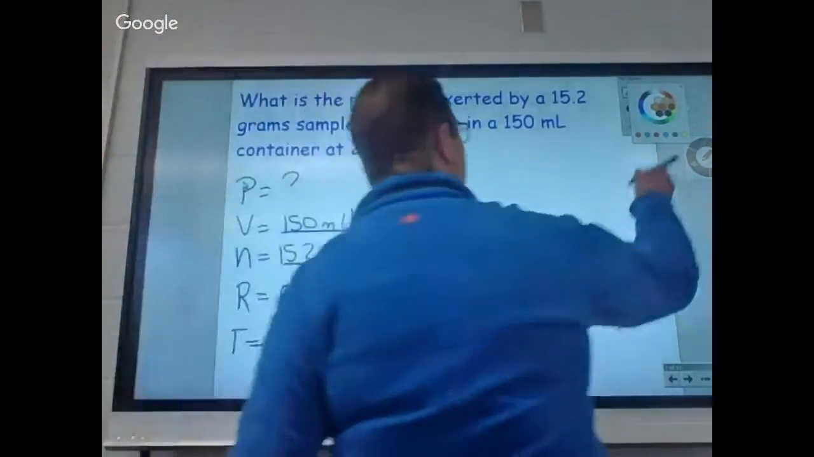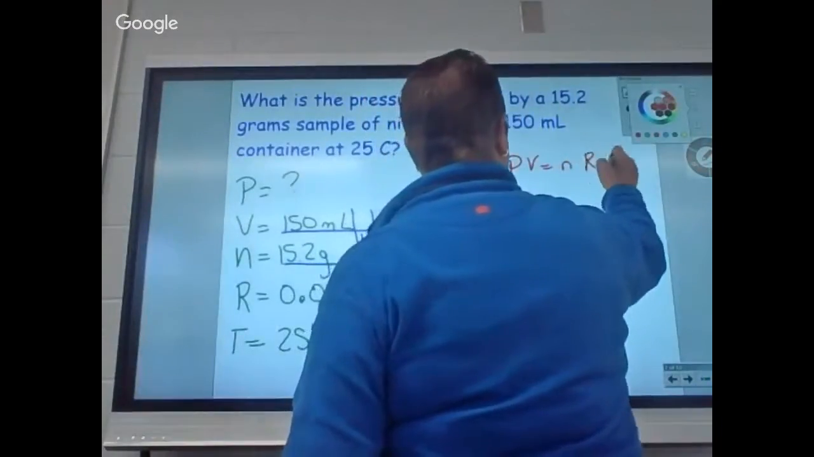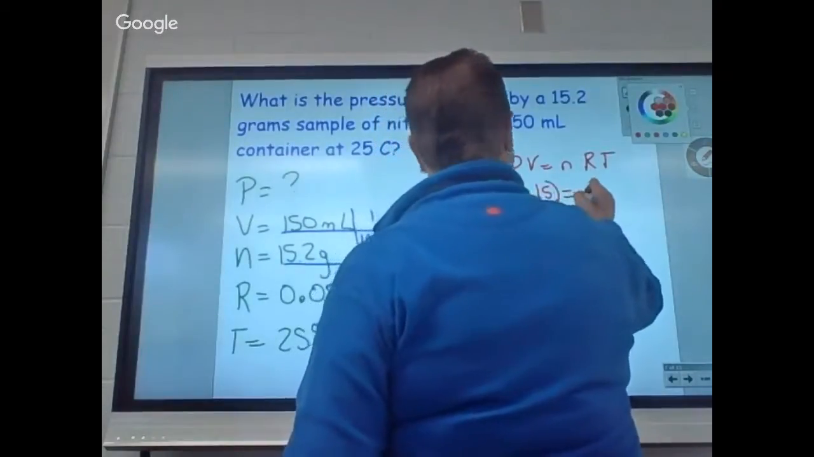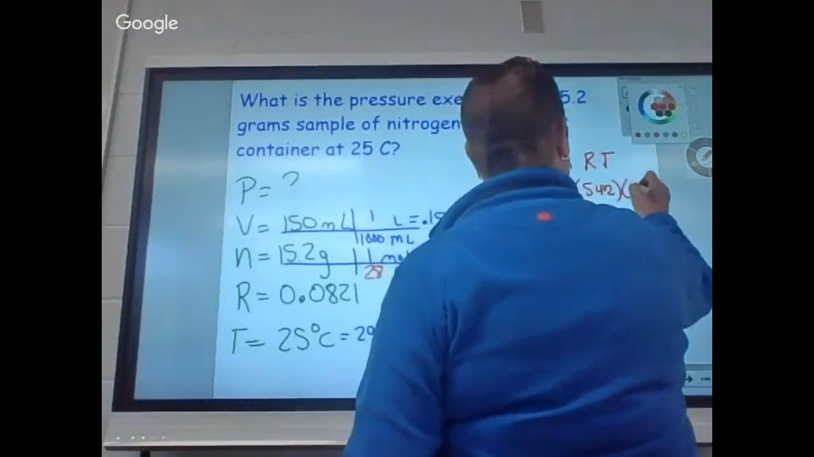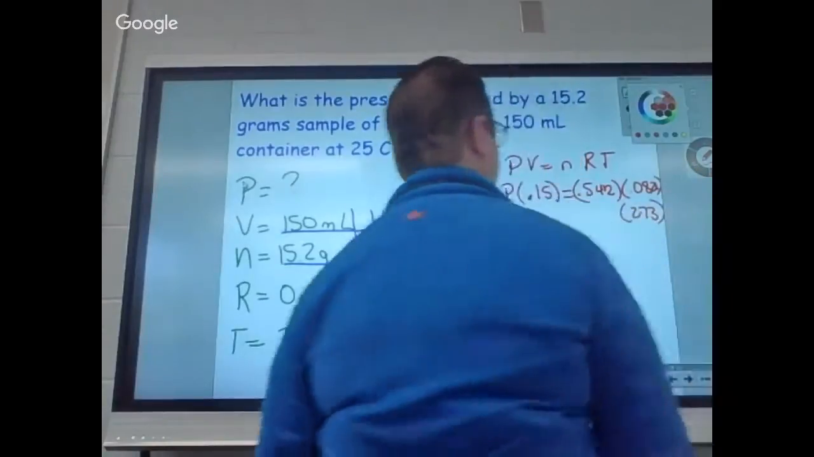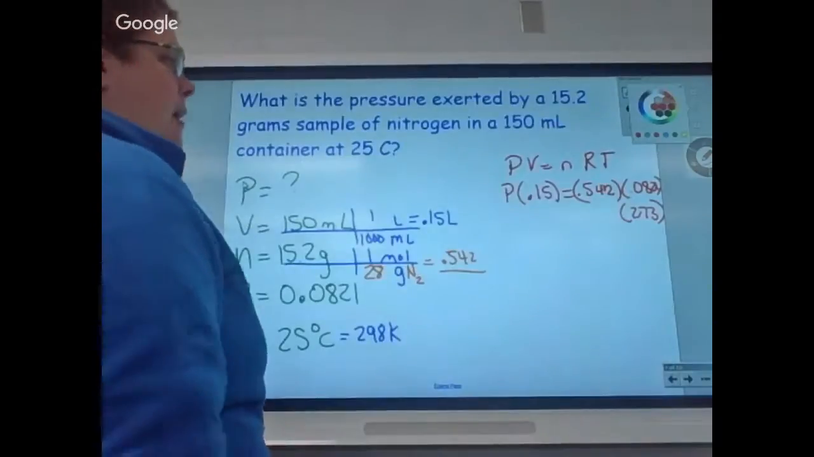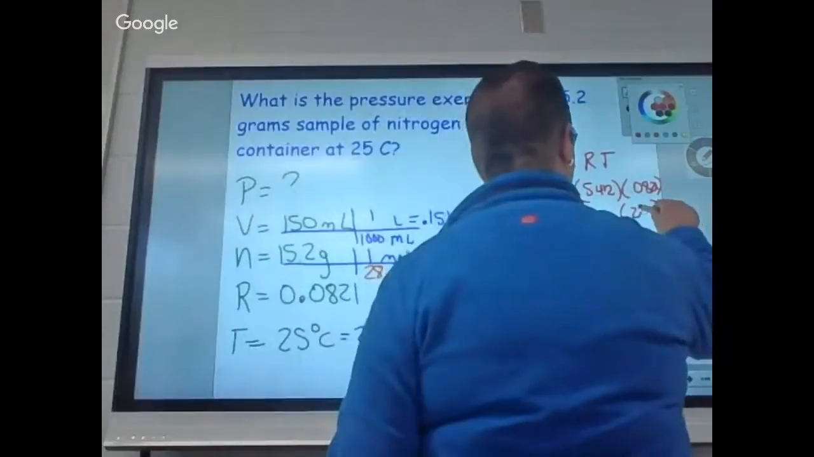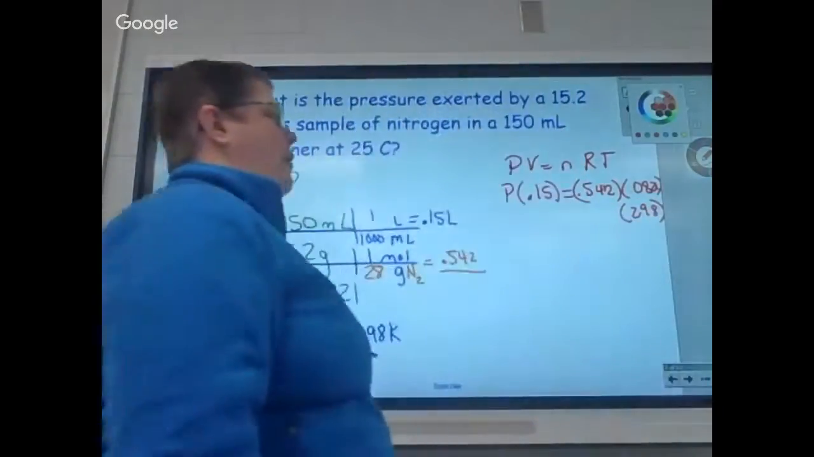When we plug into PV equals nRT, we're looking for P. Volume is 0.15. n is 0.542. R is 0.0821. And temperature is 298. So to get P by itself, I have to divide by 0.15.